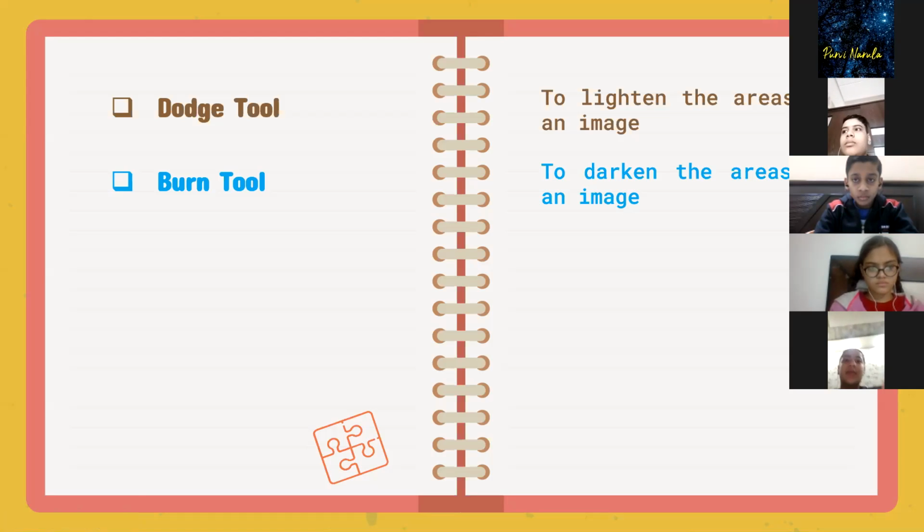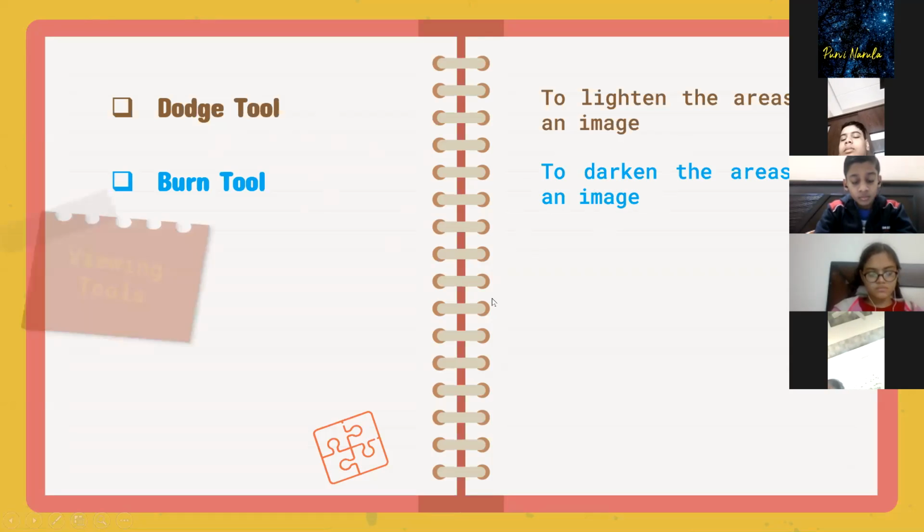Suppose some color is there, some flower is there, and you want to give some dark effect. You make the colors of the flower dark. So you can use the burn tool to darken the areas of the image, and the dodge tool to lighten the dark areas.